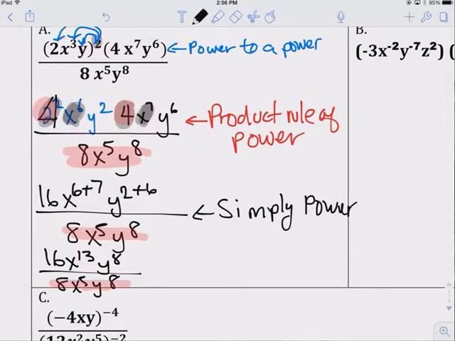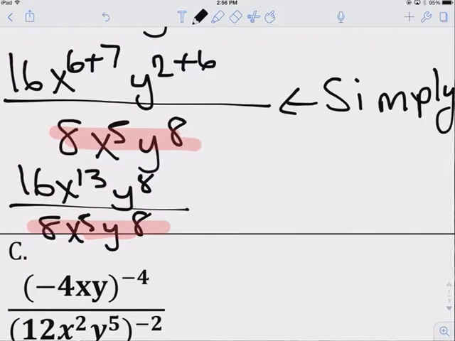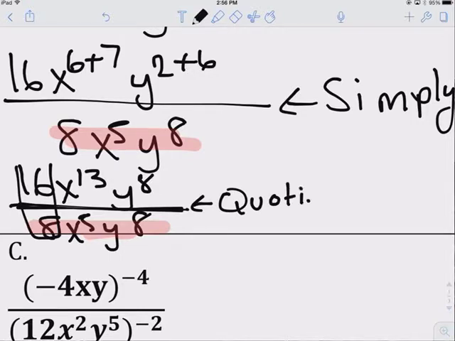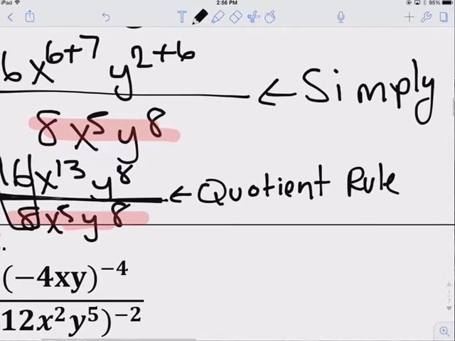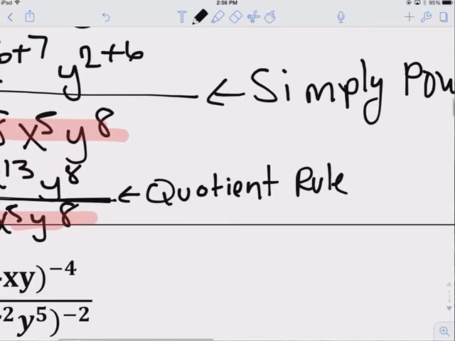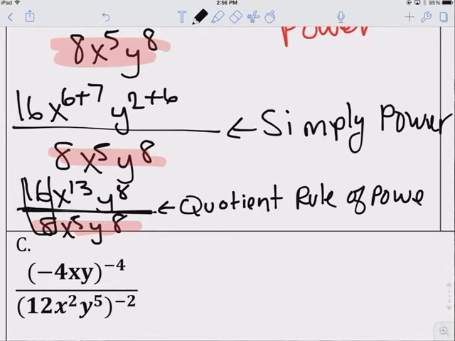So here we get the quotient rule of powers. This is called a quotient. Quotient means divide. This is a division line. Quotient rule of powers. So you get 2x to the 13 minus 5, and y to the 8 minus 8.